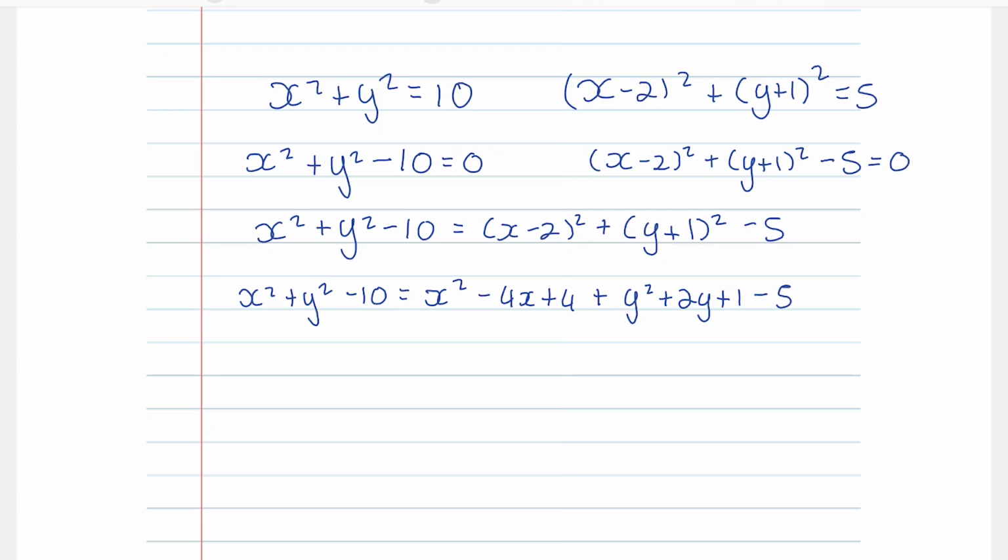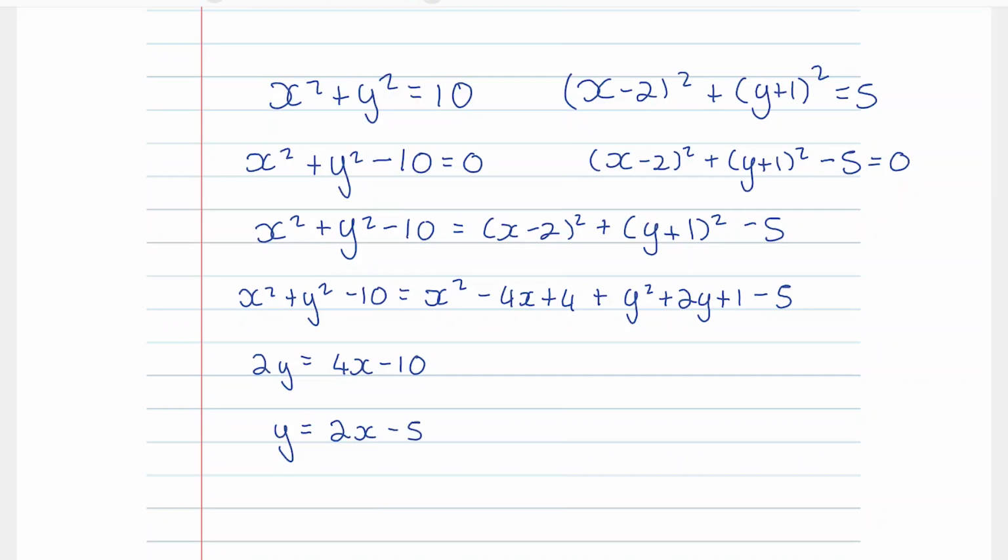So now all we have to do is add like terms. You'll see that your x squareds and your y squareds all cancel out, but what you're going to be left with is x and y. So if we simplify all of this, you should get 2y is equal to 4x minus 10, and therefore y is equal to 2x minus 5.